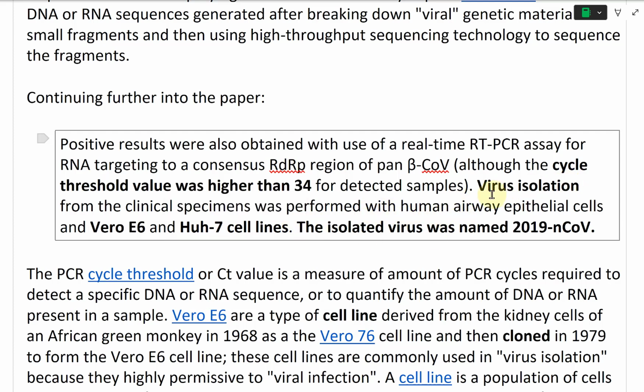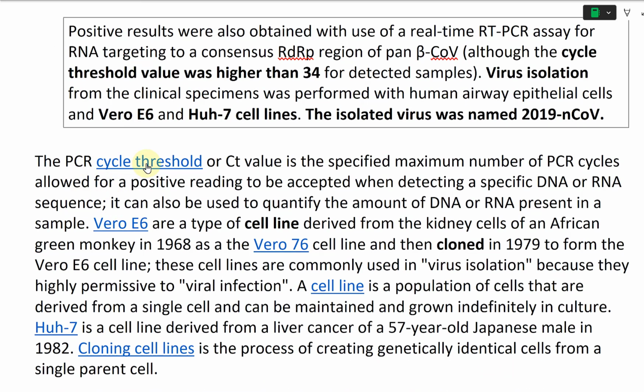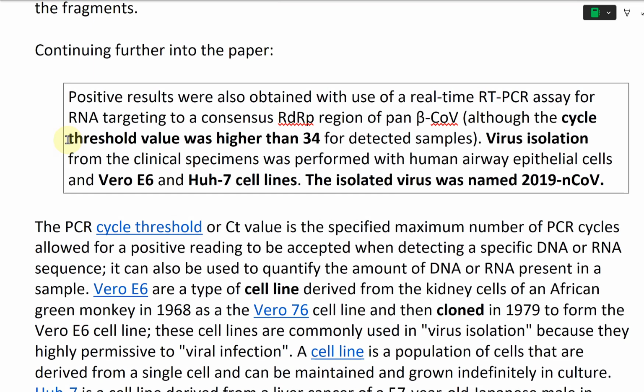So these supposed isolation techniques were done not just on the human airway epithelial, but also on these Vero and Ha7 cell lines. And the isolated virus was named 2019 nCoV. All right, and now this PCR cycle threshold. So for this test, they used a relatively high number, even as stated from them right here, although the cycle threshold value was higher than 34 for detected samples.